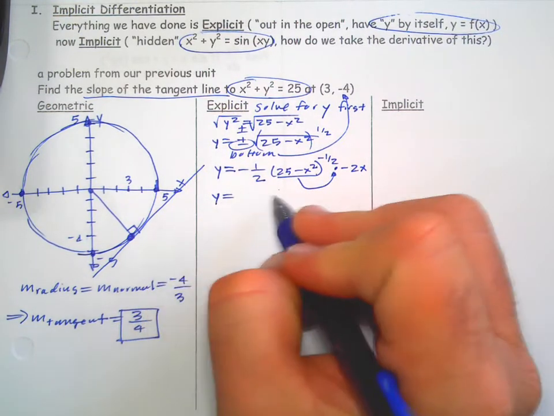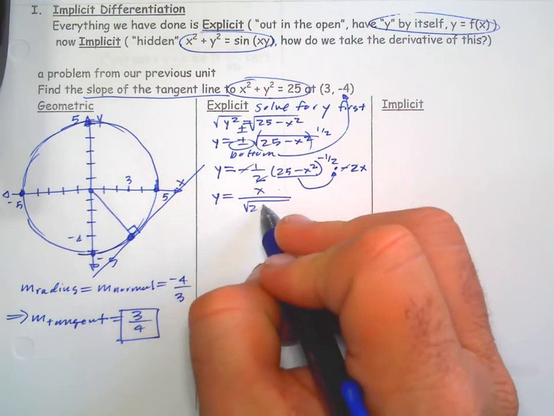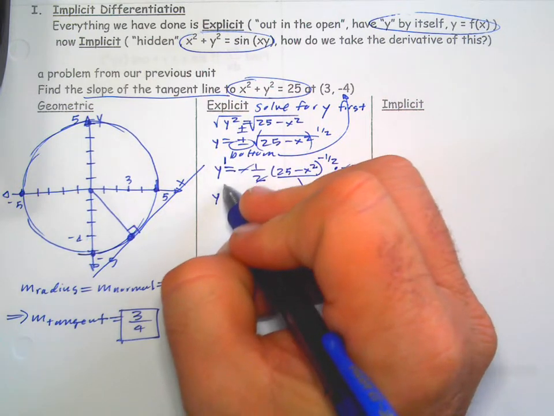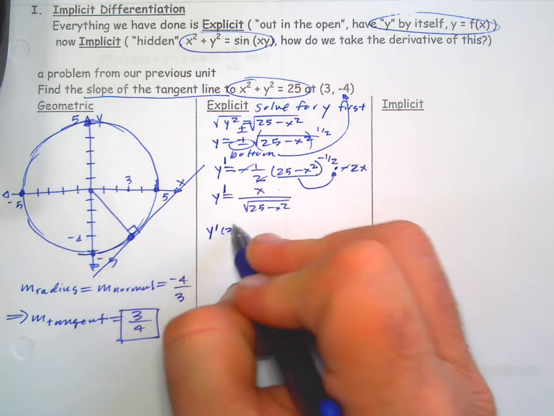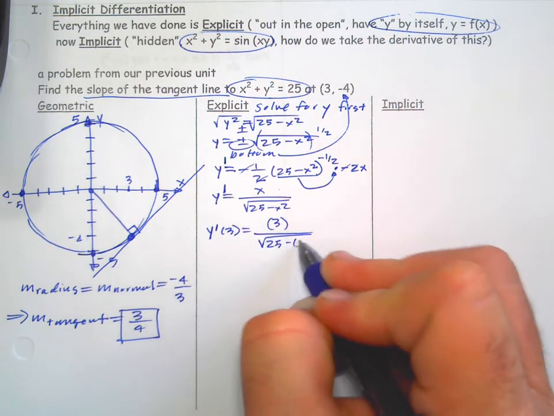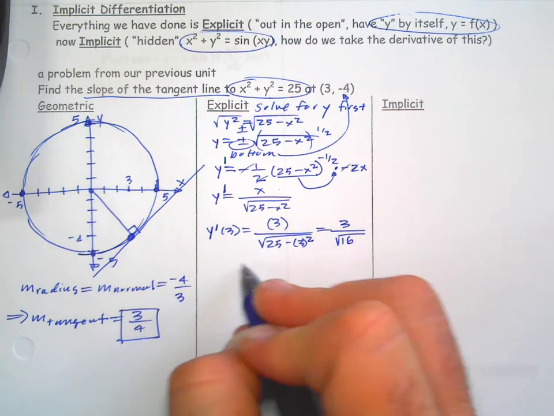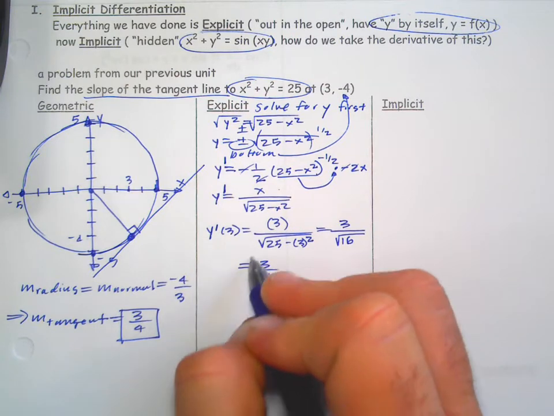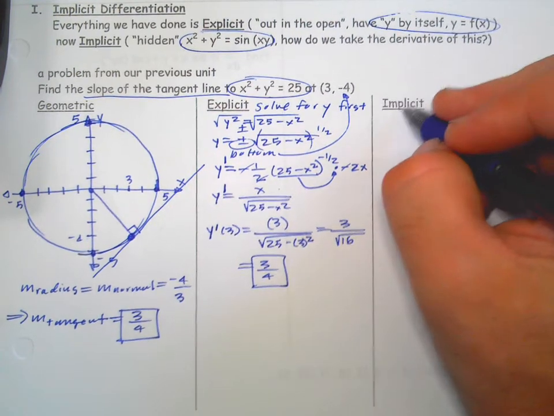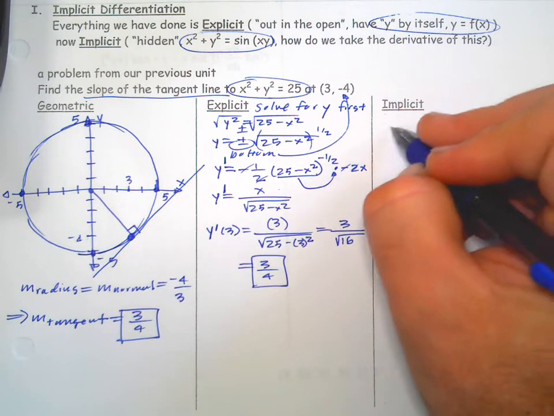You could clean it up if you want. The negatives cancel, the 2's cancel. It's x over the square root of 25 minus x squared. This is the derivative. And so then we could plug 3 into it. And it would be 3 over the square root of 16, and it would be 3/4. So yeah, that works. Now, implicit is we just take the derivative right away, even without y being by itself.